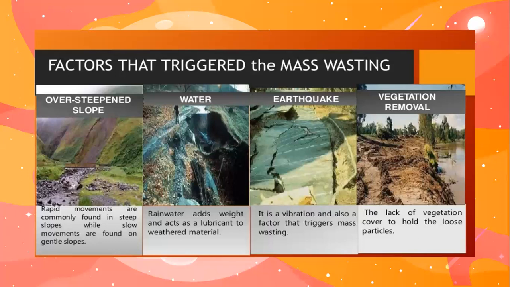A very good example for this is deforestation. If there is deforestation, there is no root that would hold the land anymore, right? So if there is no root and a large rainfall happens, the large rainfall would lubricate the land, and it would be moved because there is no organism like a plant that would use up the water. That is how vegetation removal triggered mass wasting.